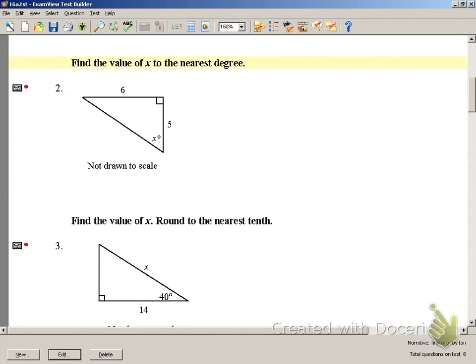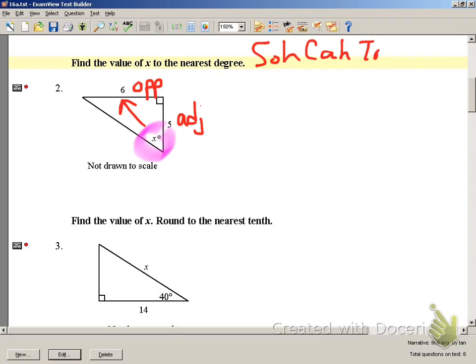It says find the value of x to the nearest degree. Well, I'm looking at angle x right here. So always when I am given an angle, or I'm looking to solve for an angle, I take what I am given. In reference to that angle, I have the opposite side. Also in reference to that angle, I have the adjacent side. Going back to my SOHCAHTOA, I have opposite and adjacent. So therefore, I will be using the tangent function. Tangent of x equals opposite over adjacent, which would be 6 over 5.